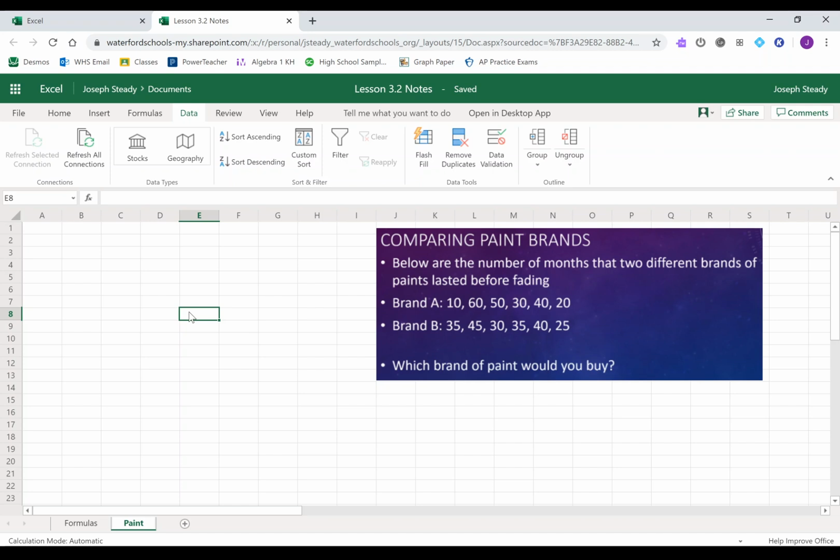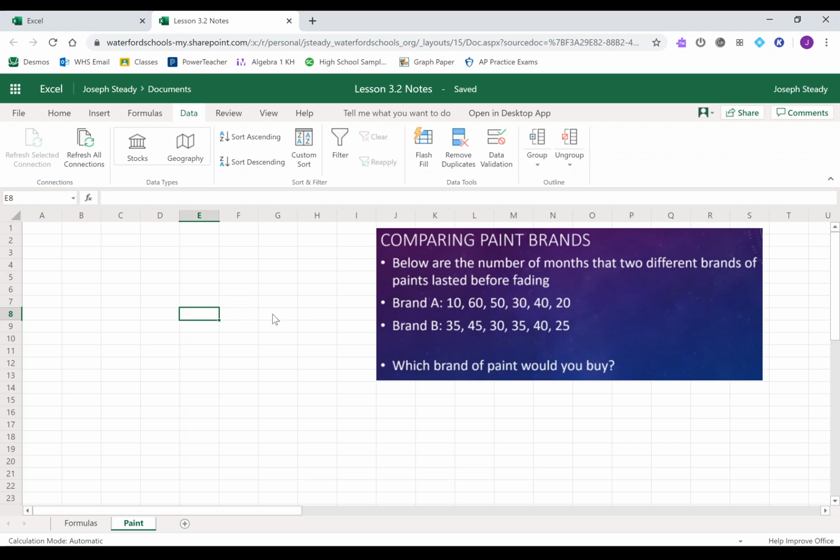In this video, we're going to be comparing two different brands of paint to decide which one is the better product for us to buy. As part of that comparison, we are going to be using measures of variation to help us get an idea of how consistent these brands of paints are. A higher variation will tell us that the brand is less consistent in how long it lasts.